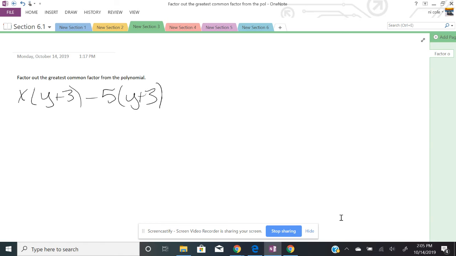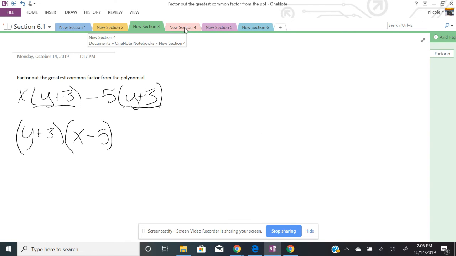Okay, what about this? Can you factor out the greatest common factor here? Well, instead of it being a single variable, this time we have a whole parentheses that are the same. You have y plus 3. So we can factor out a y plus 3 just like we have on anything else. They both have it in common. And what do we have left? Well, we have x minus 5. And this is the start of factor by grouping, which I have a few more examples of.